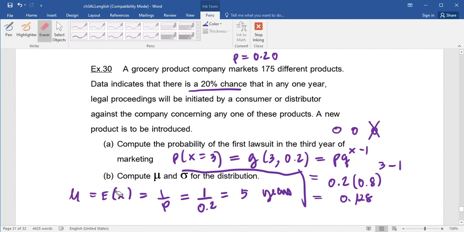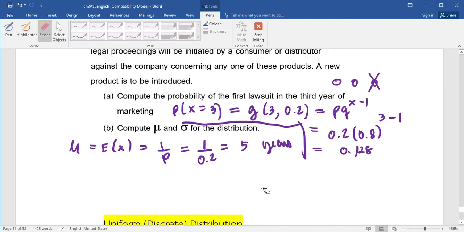E of x, expected value of x, has the same unit as x, so 5 years. On average, the company launches a product for 5 years until they get the first lawsuit. On average, they get their first lawsuit on the 5th year of marketing. Okay, the first lawsuit happened in the 5th year of marketing on average.